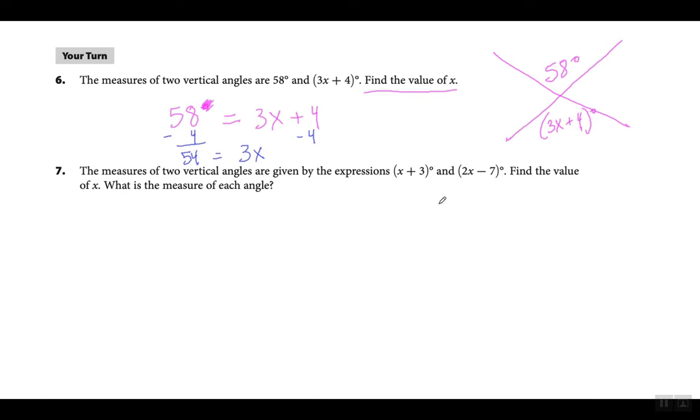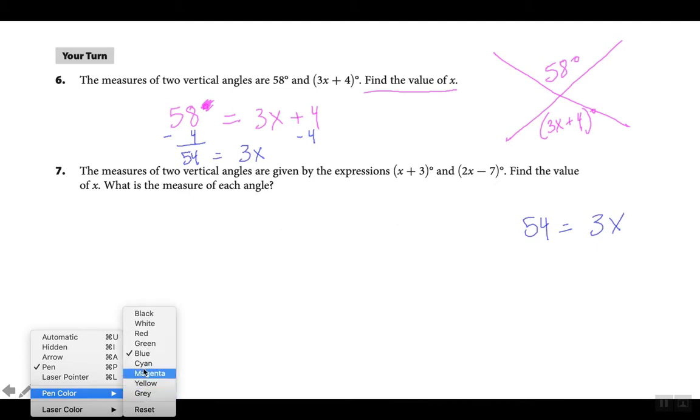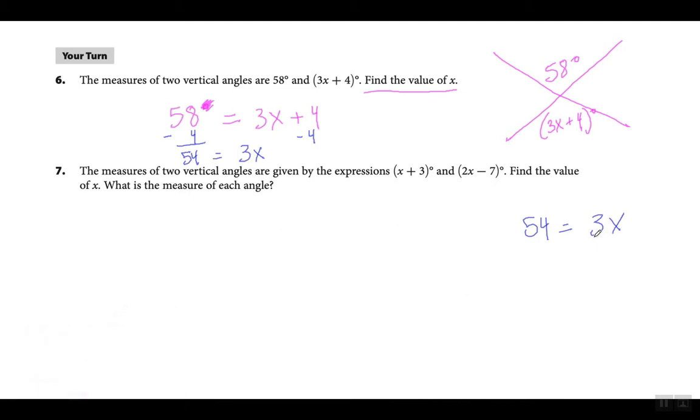Okay, now I'm running out of space. Let me finish it over here. 54 equals 3x, okay? Now, I want to get rid of this 3 because I'm trying to get the x by itself. Yo quiero quitar el 3 para tener la x sola. So I'm going to do the opposite of multiplying by 3, which is going to be divide both sides by 3. Okay? Voy a hacer lo opuesto de multiplicar por 3, que sería dividir por 3. Y lo que se le hace a un lado de la ecuación también se le hace al otro lado.